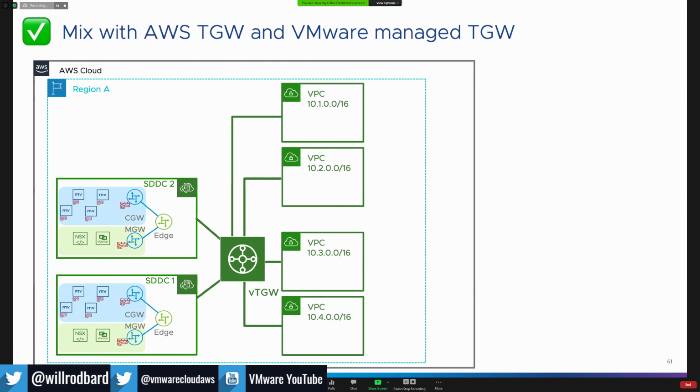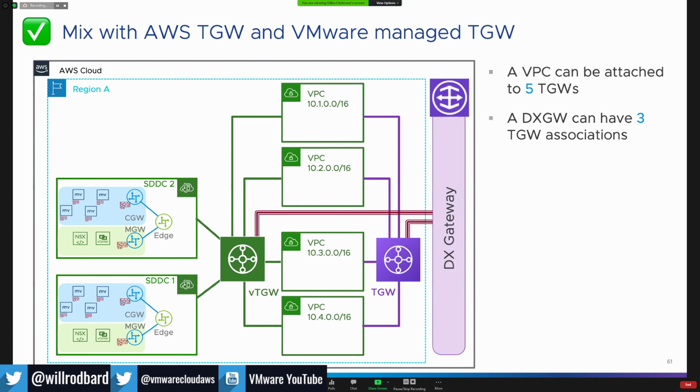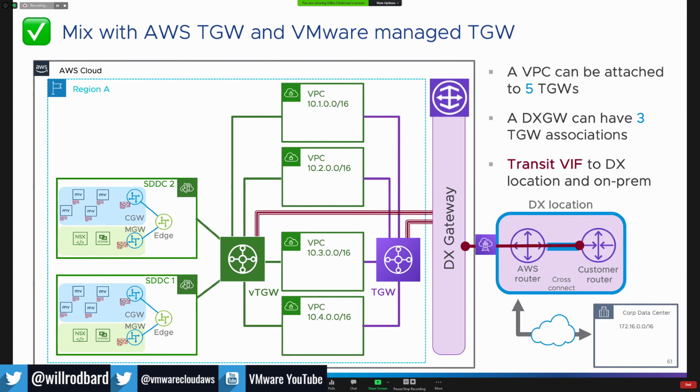Another thing is you can mix AWS Transit Gateway and VMware Managed Transit Gateway because a VPC can be attached to up to 5 transit gateways. So if I have multiple VPCs here, I can attach them to an AWS Transit Gateway. And then I have a direct connect gateway that can have 3 associations. So here I'm building 2 associations, and I have my transit VIF that can go back to on-prem. So this is a valid design.